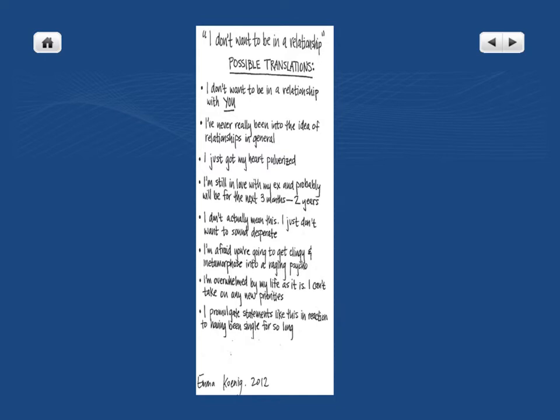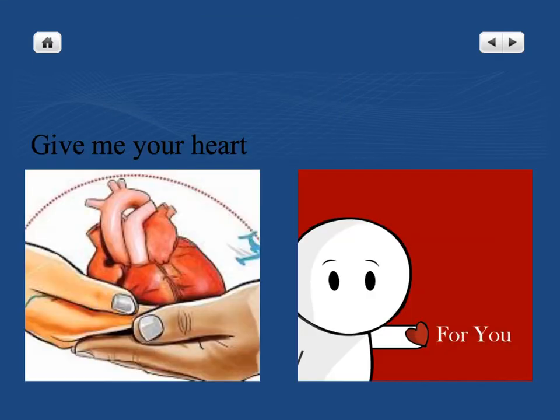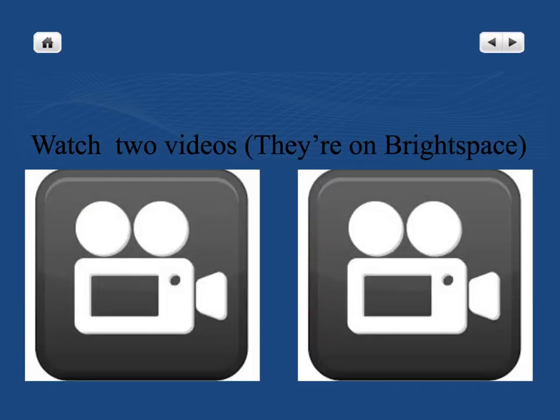So especially when we're dealing with English language learners, we have to be very careful and very precise in our speaking. And we have to be explicit and model and repeat and clarify, do all kinds of things to support our learners. Figurative language is one of the things that can trip you up. Give me your heart, I need a heart transplant, versus give me your heart, I love you so much. There are 2 videos on Brightspace for you to look over.